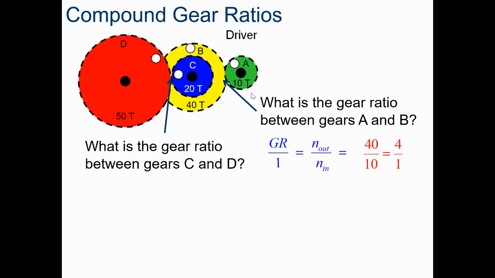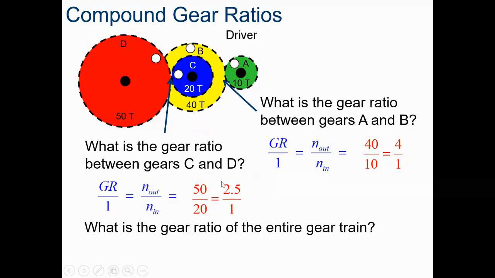Then we take a look at the second one. C is the input there because it's being driven by the first gear train. This first simple gear train is turning B, which turns that axle, which means C is the driver for this part, and C is going to drive D. D is my final output here. So my output, D, over my input, C, is 50 over 20, and so my gear ratio for that part is 2.5. Neither one is really huge, 4-to-1 and 2.5-to-1.